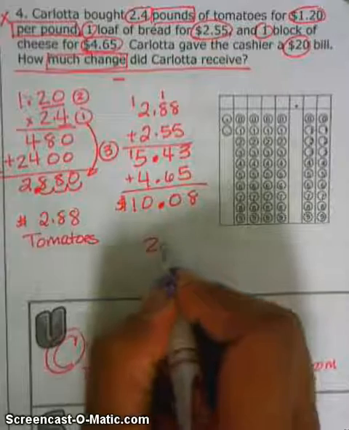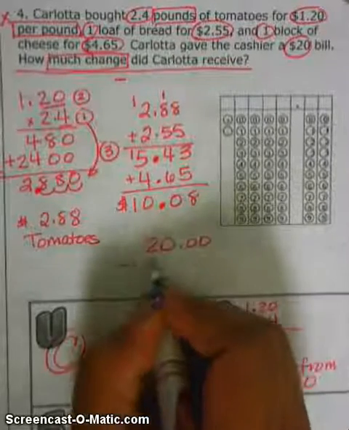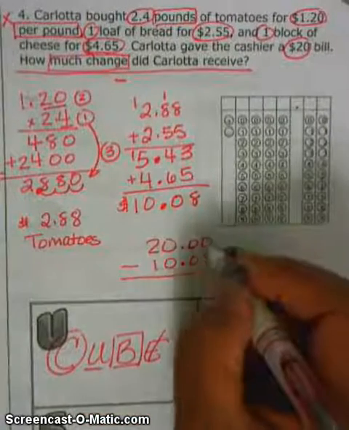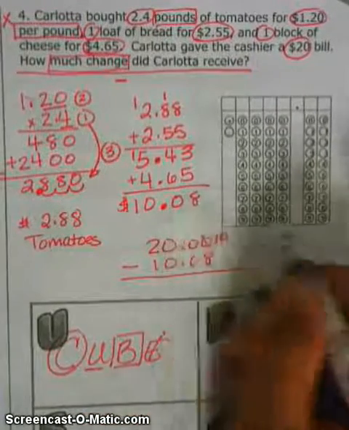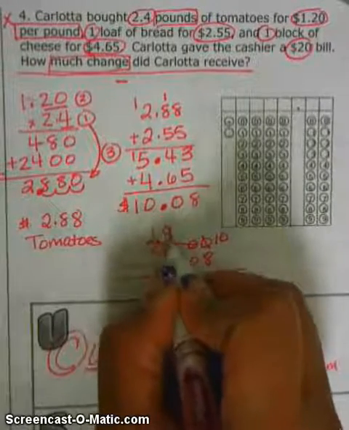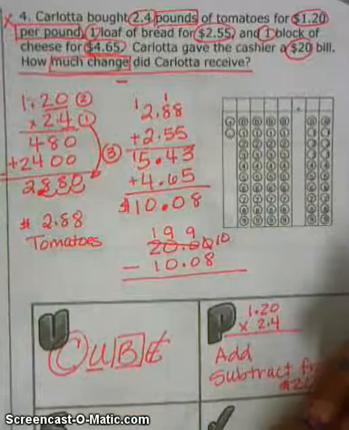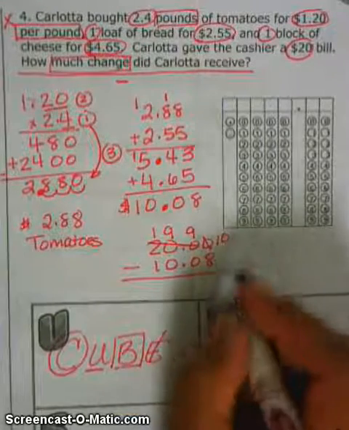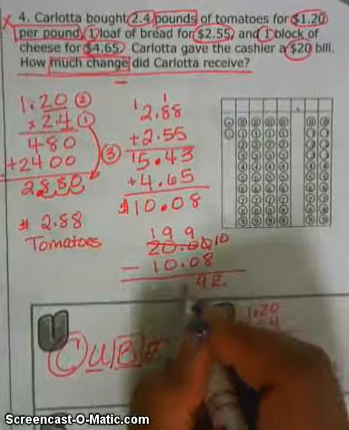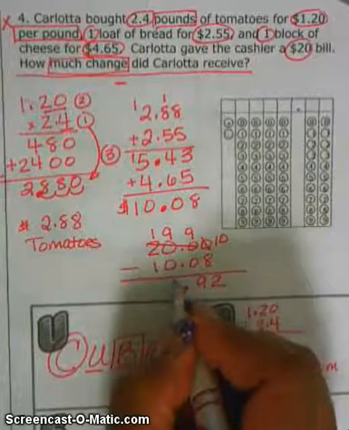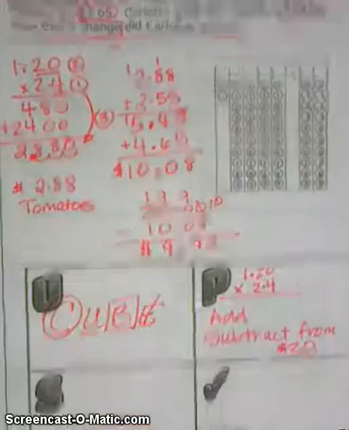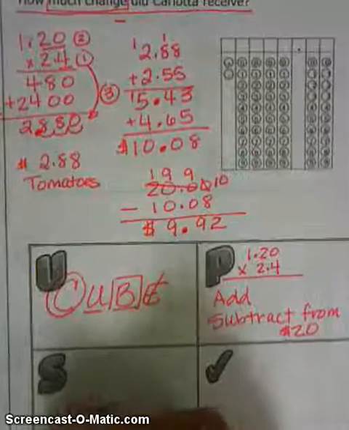So now I'm going to take the $20, and I'm going to subtract the $10.08. Okay, I can't take 8 from 0, so I'm going to make that a 10. And I'm going to borrow from the 20. I'm going to borrow 1. That changes my 20 to 19. Okay, so 10 minus 8 is 2. 9 minus 0 is 9. I'm going to put my decimal in the same spot. 9 minus 0 is 9. And now 1 minus 1 is 0. So my change is $9.92. And I'm going to put that here.